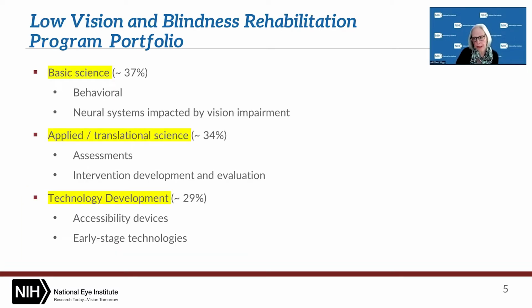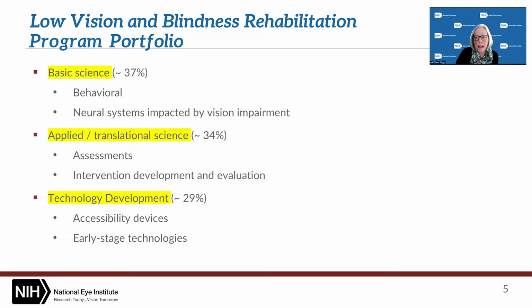Given that general introduction, let me dive into the work that's supported in this program. That can be described as basically three different genres of research. About 37% of the grants can be categorized as basic science. Some of it is to understand the behavioral and perceptual ramifications of the disorder, using psychophysics or other investigative strategies, as well as research to understand the neural systems that are impacted by vision impairment.